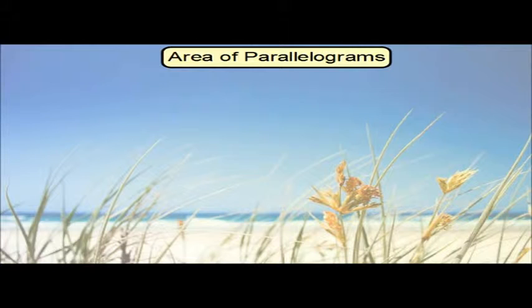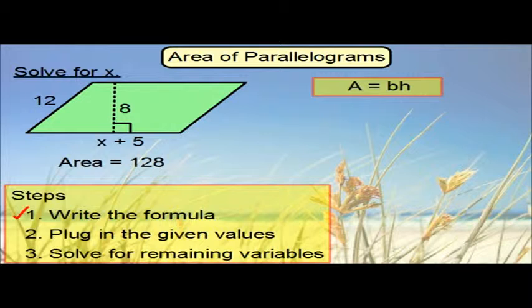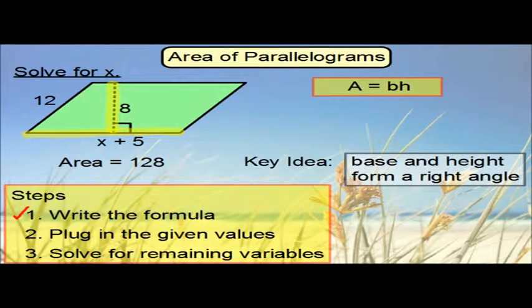Okay, let's do another one, but this time with a little bit of algebra. Let's say we have the area already determined. Now let's solve for an unknown variable. There's step 1. Recall that the right angle tells us where the base and the height are. So that's going to be x plus 5 times 8.